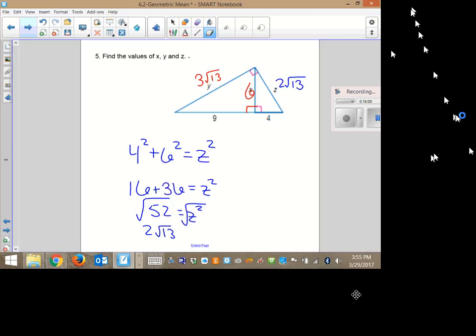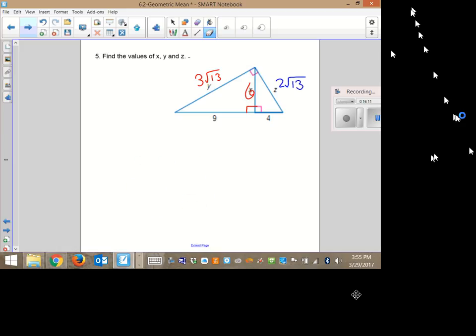So if you need, rewind. I think once we got to the Pythagorean theorem, it was probably okay, but getting the x value, be careful with that.